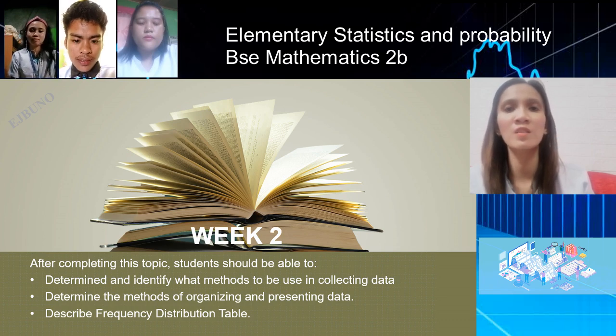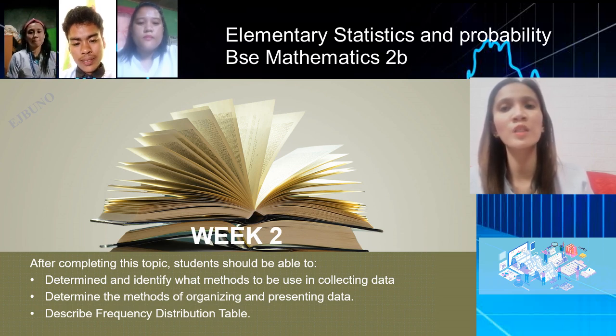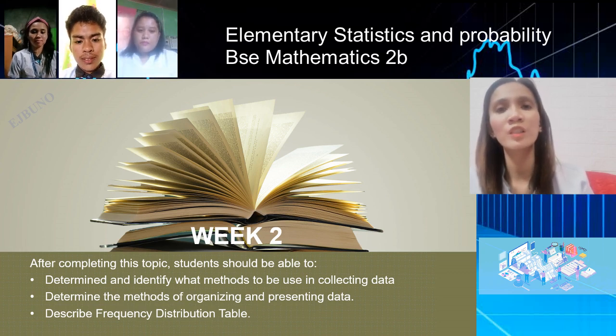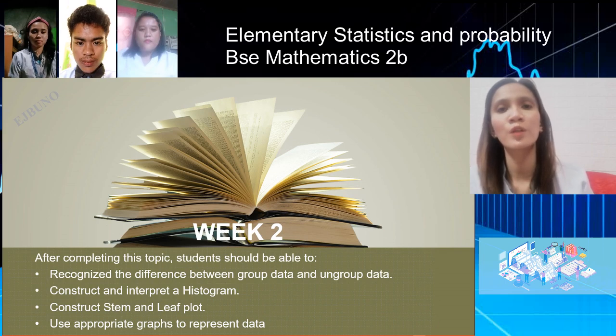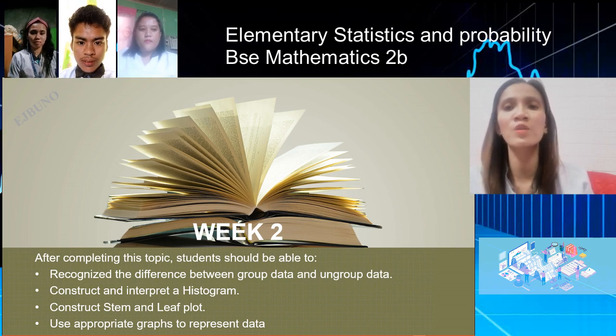Our objectives are, after completing this topic, students should be able to determine and identify what methods to be used in collecting data. Second, determine the methods of organizing and presenting data. Third, describe frequency distribution table. The fourth is recognize the difference between grouped data and ungrouped data.